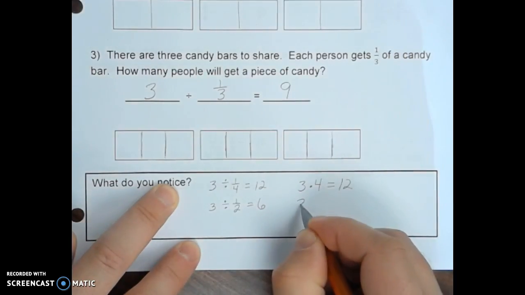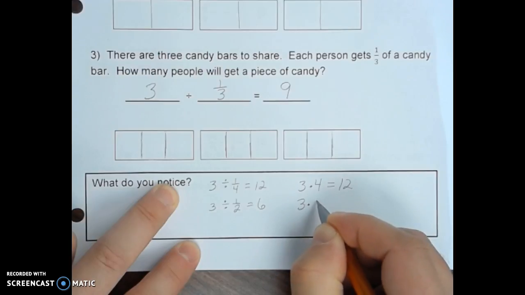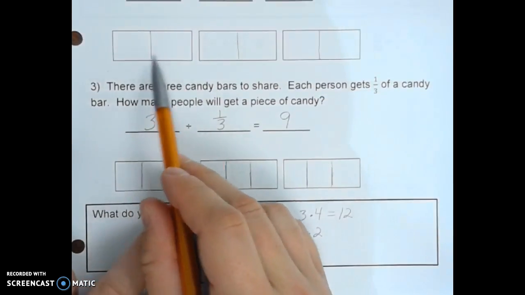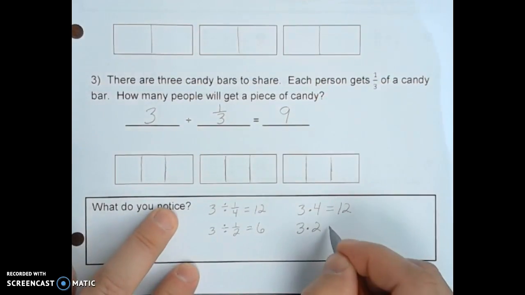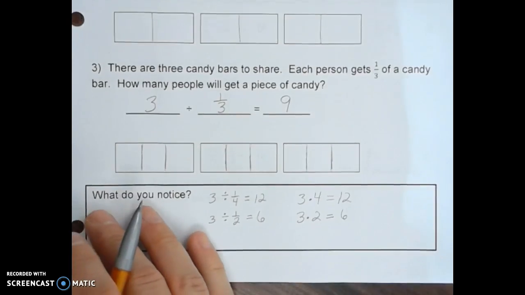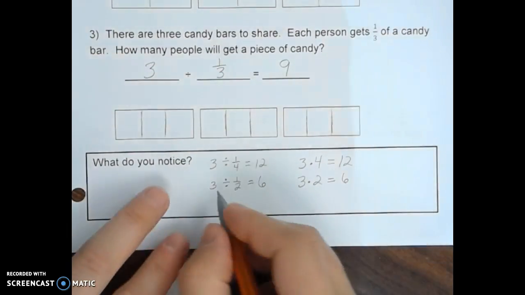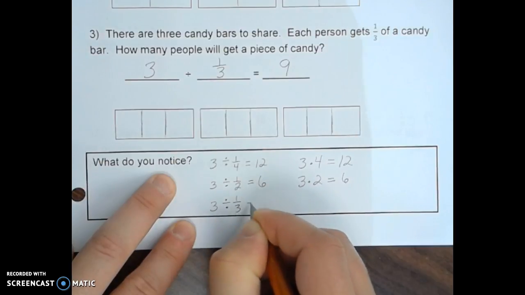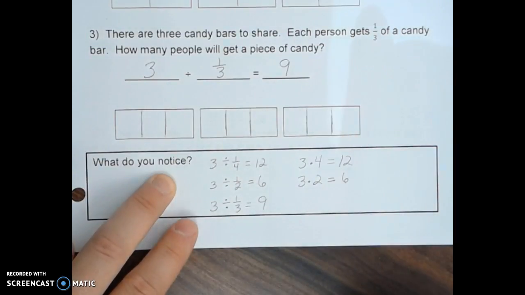Well, again, if I take my 3 candy bars and I multiply by how many halves there were in each piece, there were 2 halves, we can see that, 2 halves in each piece here, that also gets me to the number of people, 6, that would be able to get a piece of candy. Same thing with my last example. We took our 3 candy bars and cut them into thirds, and we saw that 9 people would be able to get a piece of candy.